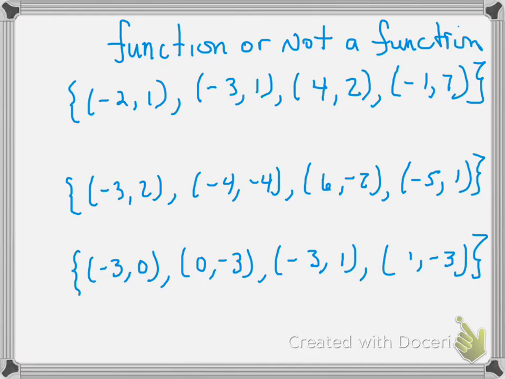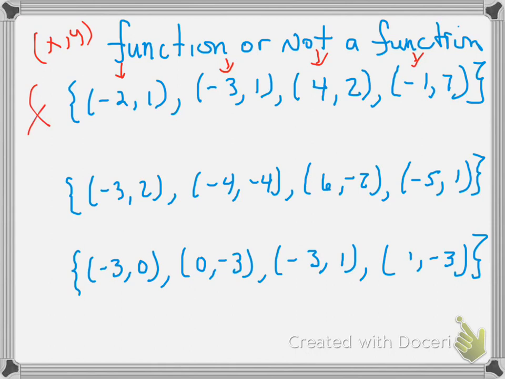Alright, so here's relations. A relation is a set of ordered pairs. Very similar to the table that we did at the very beginning. We're going to look for if it's a function or not. Again, we're looking for the x value that repeats. And if you remember, in an ordered pair, the first one is the x, the second one is y. So we're looking at each one of the first ones. You've got -2, -3, and a 4, and a -1. And none of these repeat, so this one is a function. I'm just going to put an F for function.